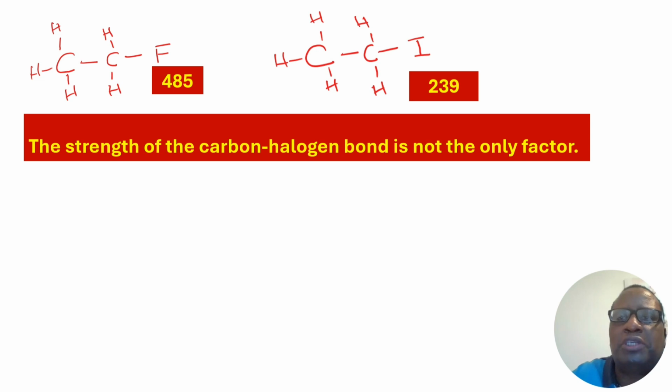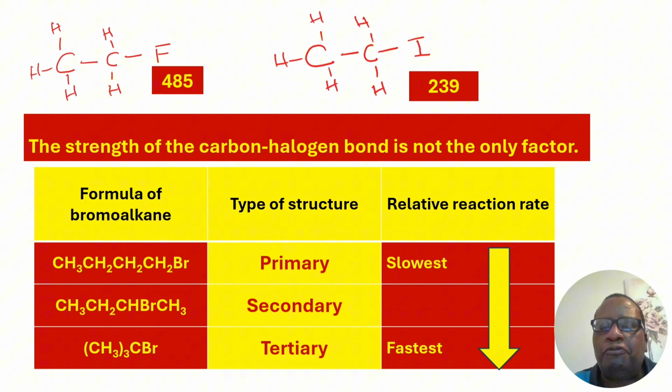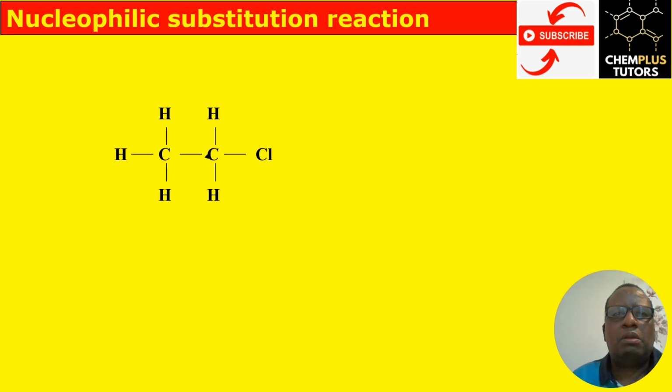Now, bond strength is not the only factor. The carbon-halogen bond is not the only factor that affects the rate of reaction. Other factors, like whether it's primary, secondary or tertiary, also do affect it. As we can see from this chart, the rate of nucleophilic substitution increases as we move from primary to tertiary. We will explain why. You can see that this is a primary haloalkane and is the slowest, and this is a tertiary haloalkane and it is the fastest.